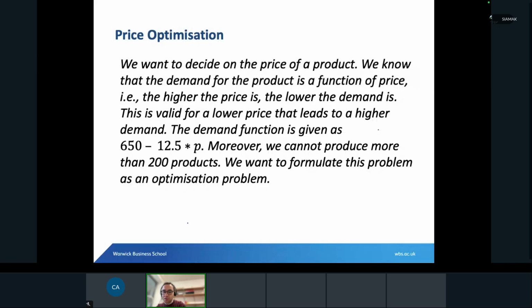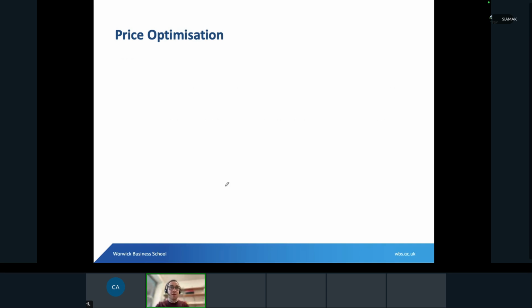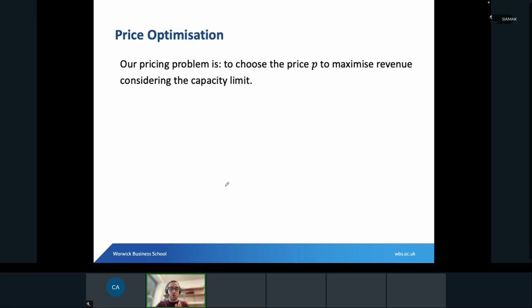Fantastic. Price of the product is the thing that we want to decide, because this will optimize the revenue, which was said as the first comment in the chat box. So the decision variable here is the price of the product, because we want to maximize the revenue of the company that we are considering here. Our pricing problem is to choose the price P that maximizes the revenue considering the capacity limit.